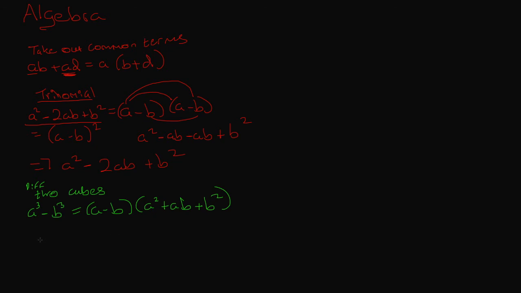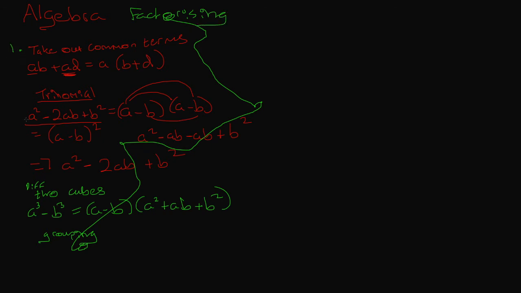The next one is factorizing by grouping. So this is the other method of factorization. Sorry about that, my pen went a bit wild there. So these are all the different methods of factorizing, by the way. This is 1, this would be 2, next one would be 3, difference of 2 cubes, and now grouping would be 4.